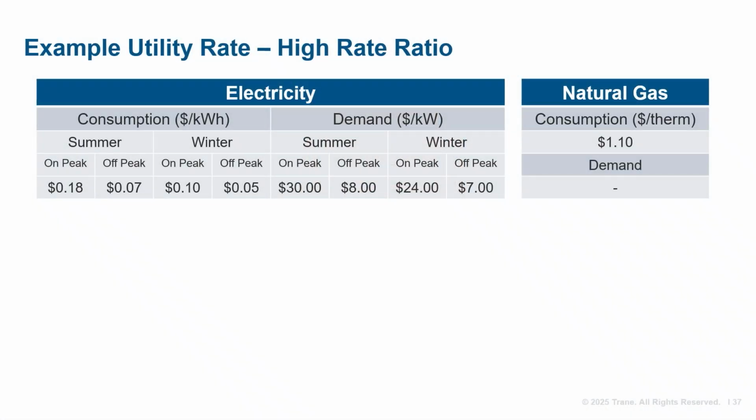Now, let's move on to our second set of scenarios. What if this building were served by a utility company with a high rate ratio, specifically with high electrical demand charges instead? Let's say the electricity consumption charges are a little higher than our low rate ratio, but the electricity peak demand charges are much higher, $30 per kilowatt during summer peak periods and $24 per kilowatt during winter peak periods. The natural gas rate is $1.10 per therm, an increase over the previous utility rate. The rate ratio is now 5.2, indicating a much larger difference between the electrical and gas utility costs.